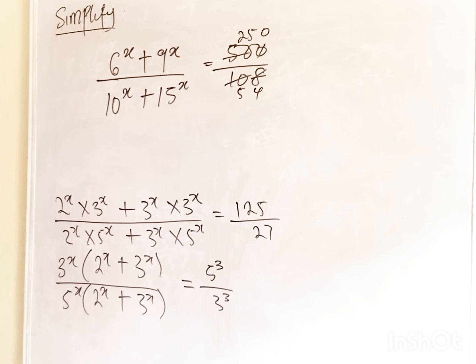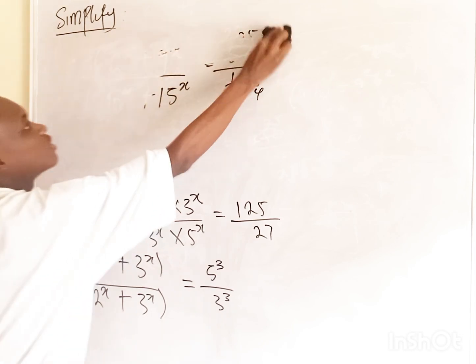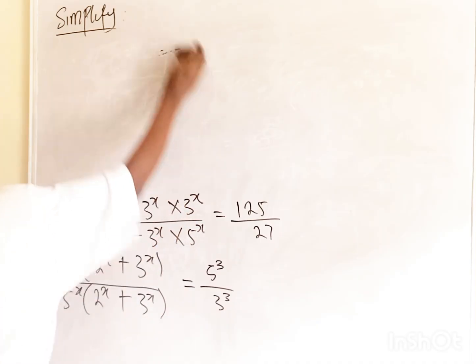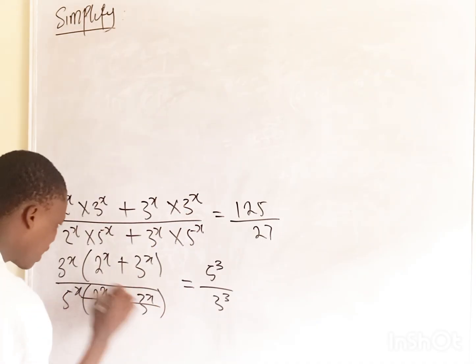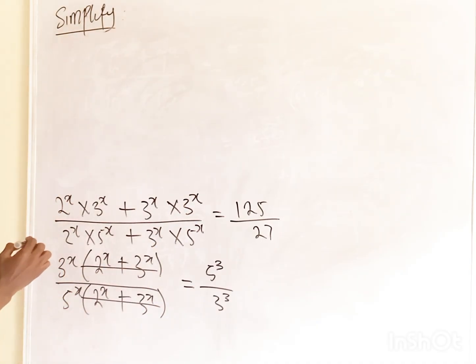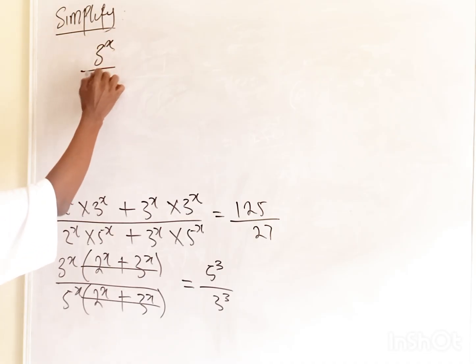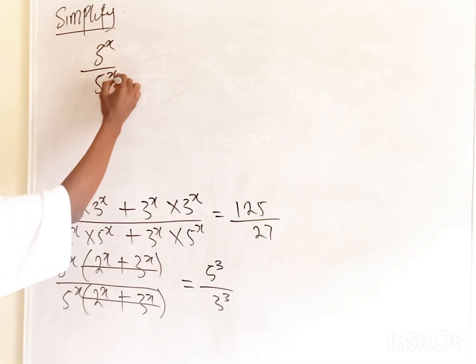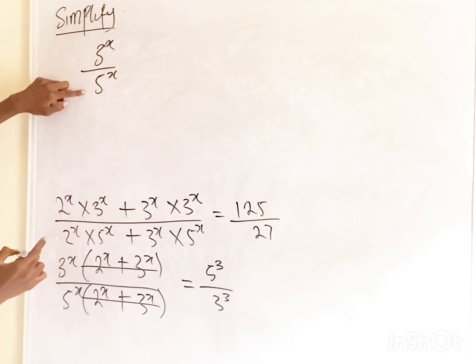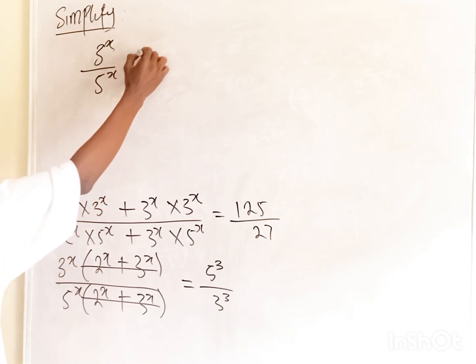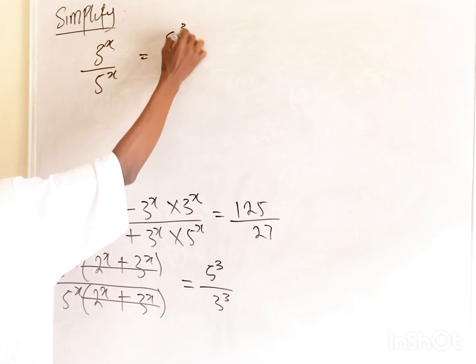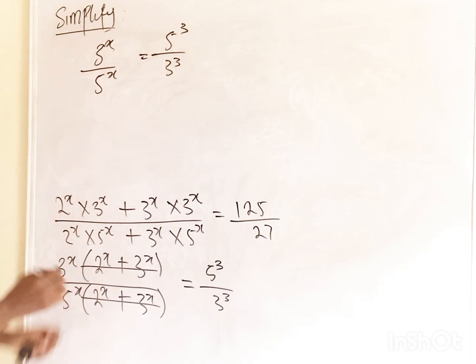Alright, from here, what do we do? Clearly, you can see that. Let me clean the question. So clearly, you can see that this one here can cancel out this one. And what do we have? What we have left is 3 to power x divided by 5 to power x equals what? 5 to power 3 all over 3 to power 3.